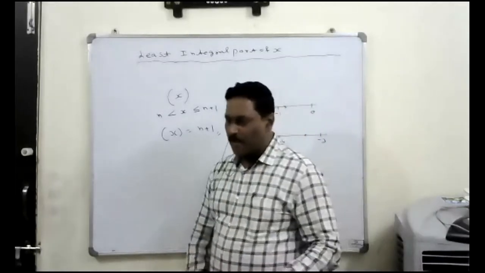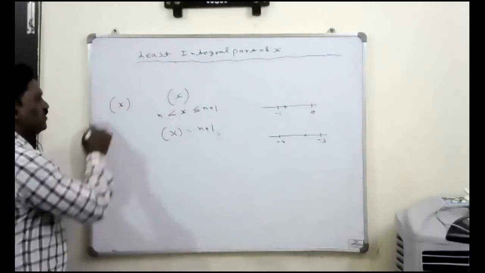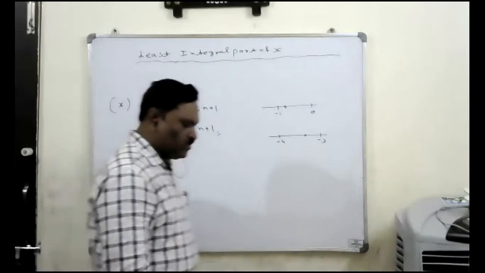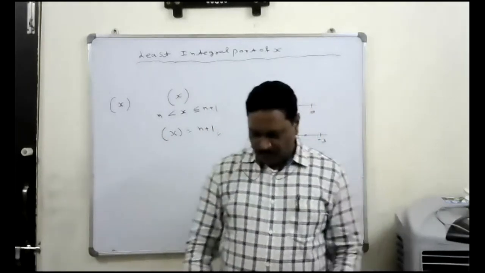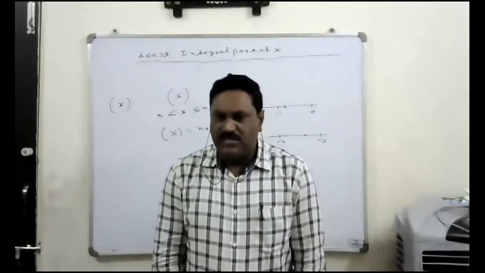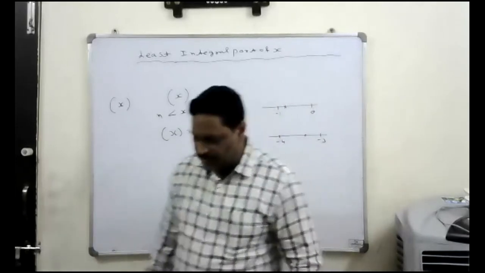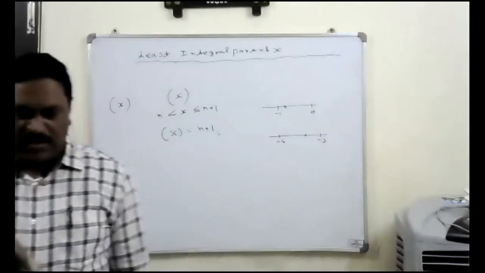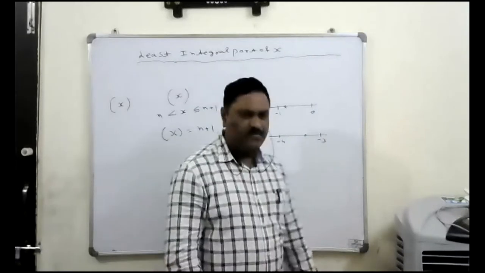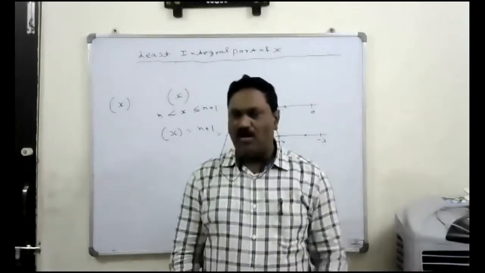The function round bracket x is called least integral part of x, since it gives the least integral value of x, since it gives the least integer after the value of x.